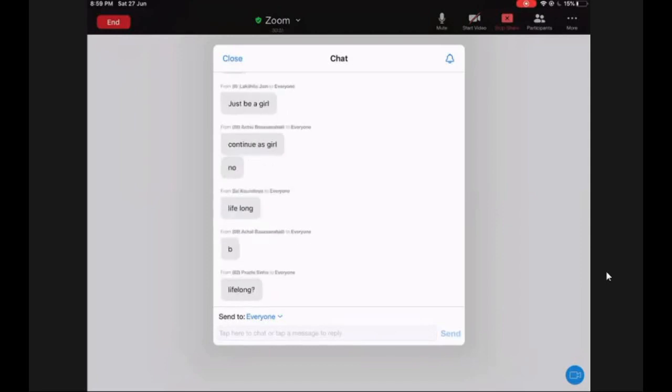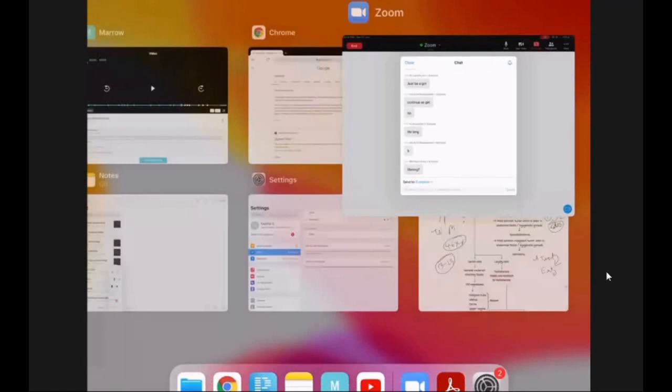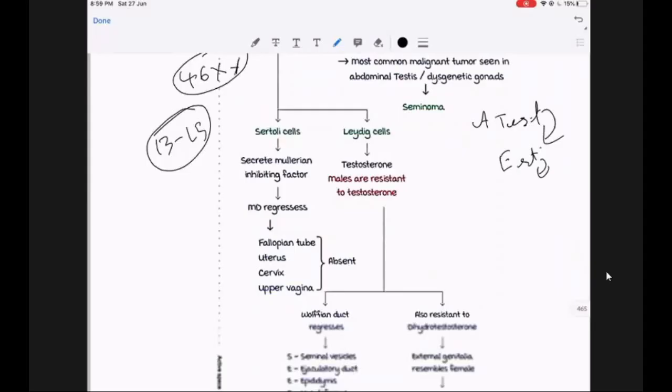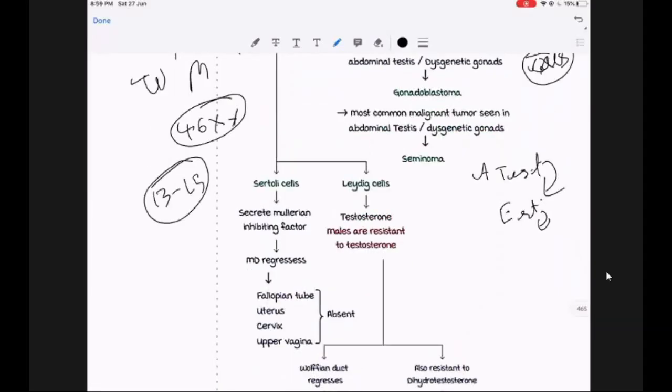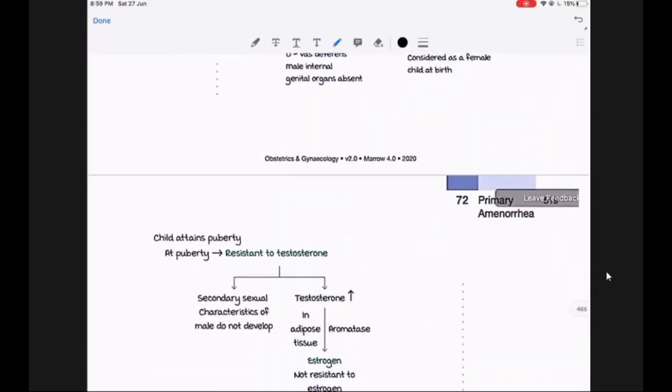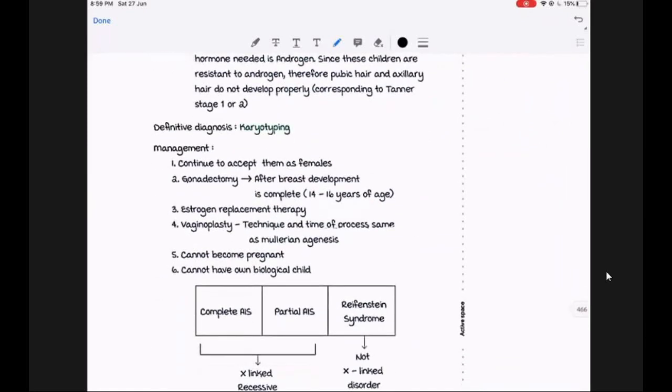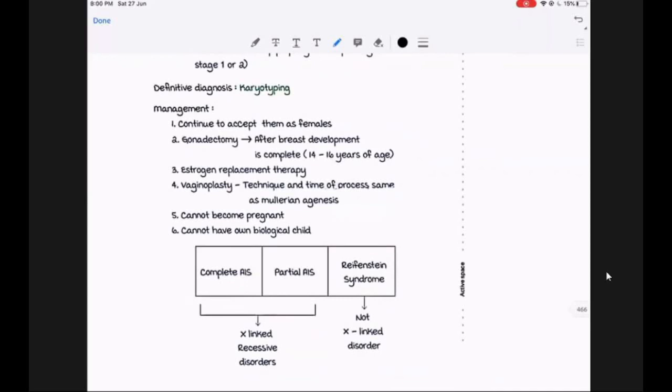Yes, correct. Lifelong. Correct. Now let's go. Now that is done with your androgen insensitivity syndrome, right? Basically, that is everything you need to know. Now there is a condition where there can be partial androgen insensitivity.